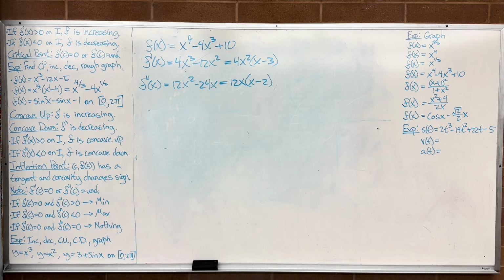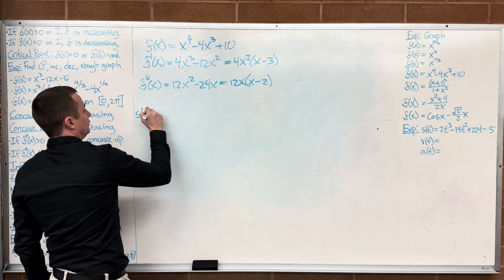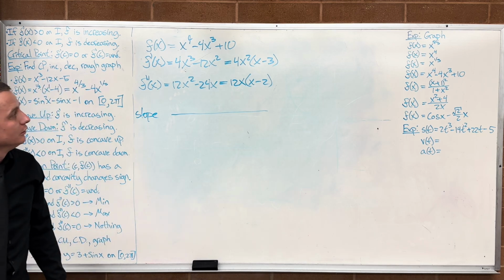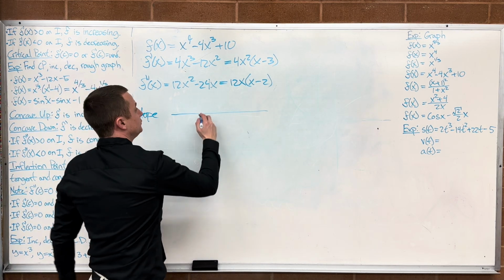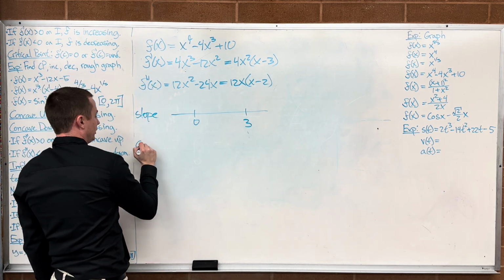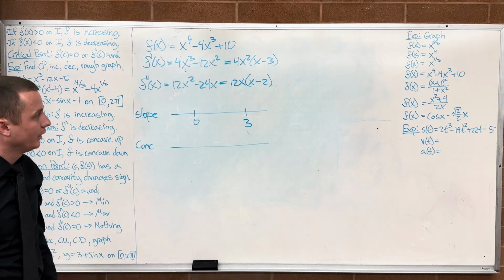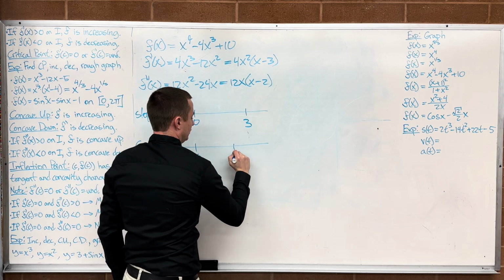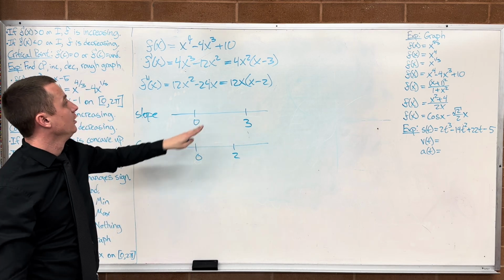So we want to figure out where this function is. The first derivative is tracking slope, so let's look at our critical points. Where is the derivative 0 or undefined? That's 0 and 3. And for concavity, where are our potential inflection points? 0 and 2.